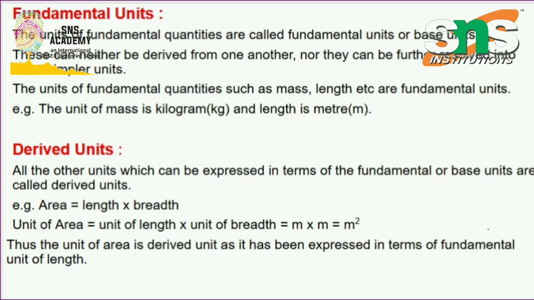Next, density. The formula of density is mass by volume. The mass is kg and volume is meter cube, so kg per meter cube will be the unit of density. Let us take another example, speed. Speed is equal to distance upon time, so meter per second. Velocity is equal to displacement by time, so meter per second again. So speed and velocity both have the same derived unit.